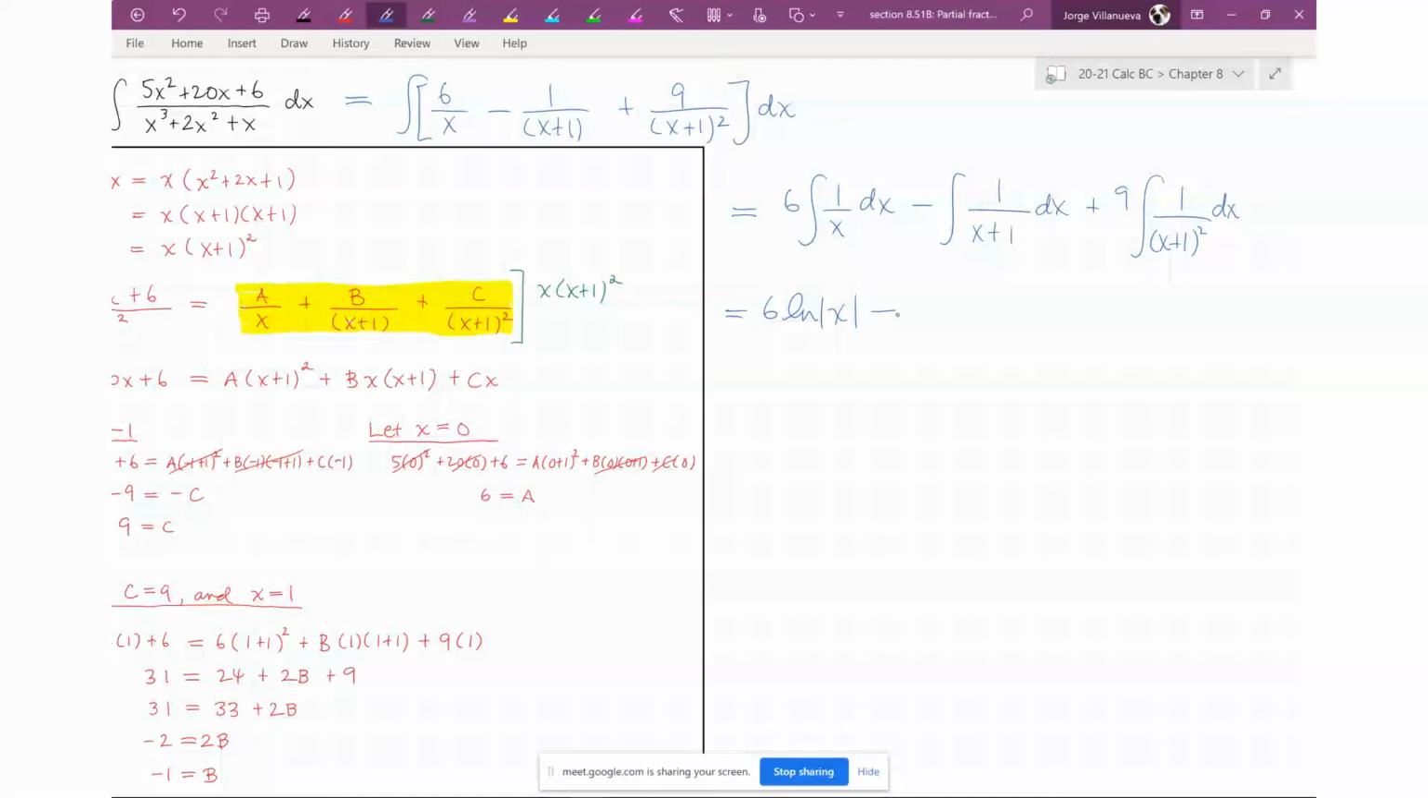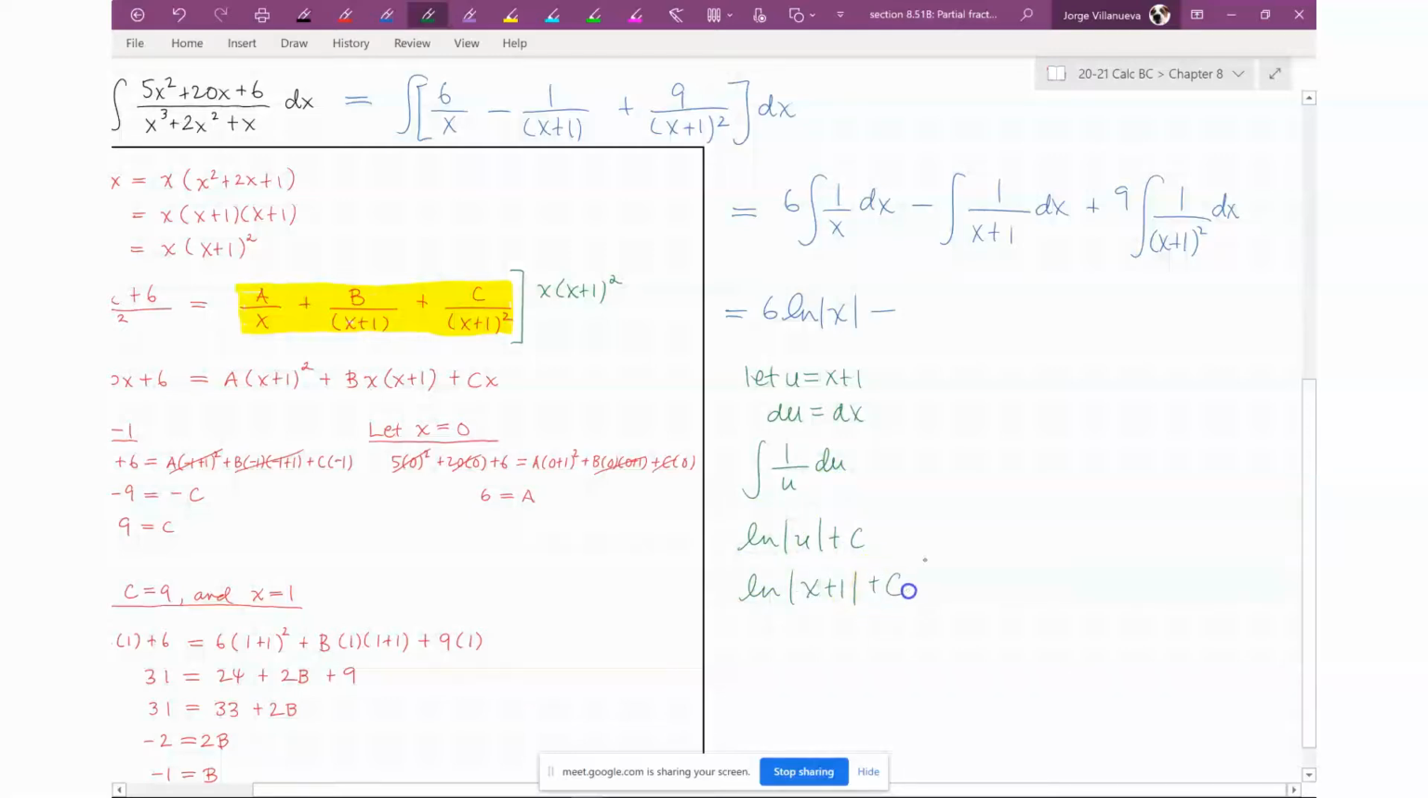All right, so if you didn't know how to do it, let me just do it really quick. You're going to let u equal x plus 1, so du is dx, so your integral is 1 over u du, which is ln of absolute value of u plus c. So it's basically ln of x plus 1 in an absolute value plus c. So this part is ln of the absolute value of x plus 1.